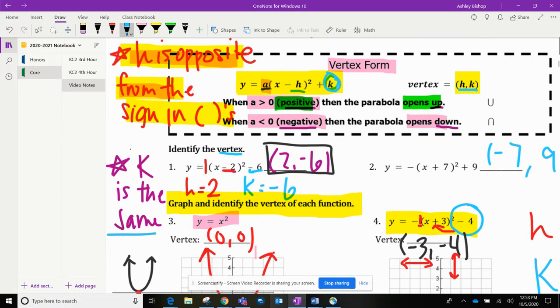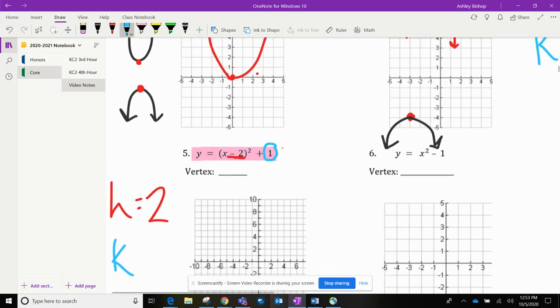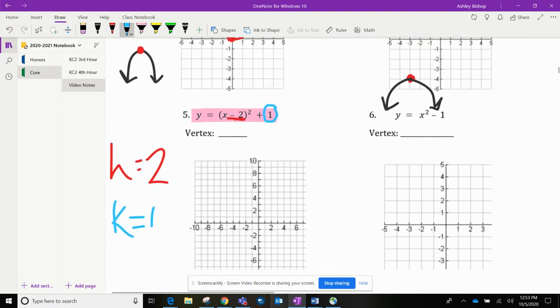We wrote those notes right here and here. Okay, and it stays the same, so it's going to be 1. So my vertex is h comma k, which is 2 comma 1.